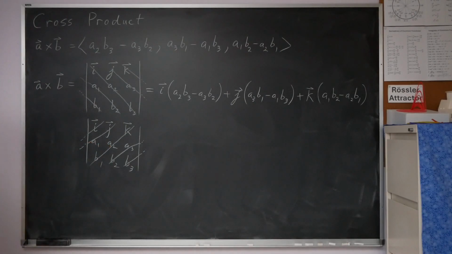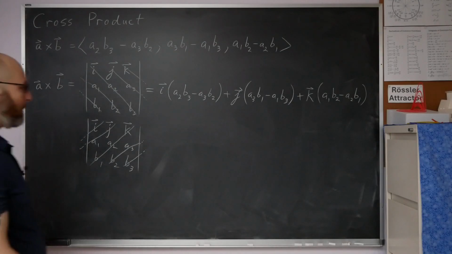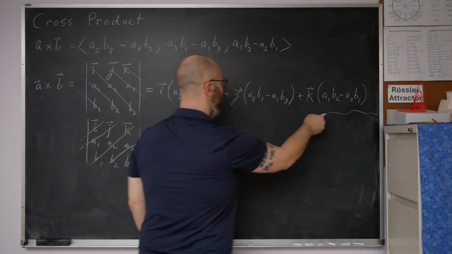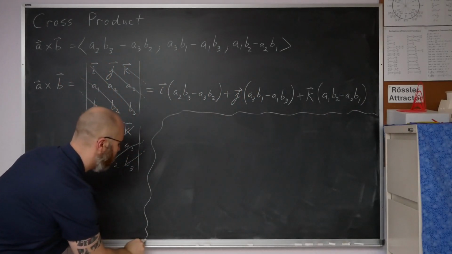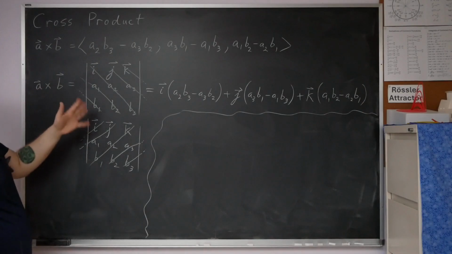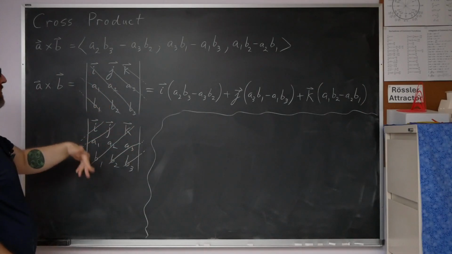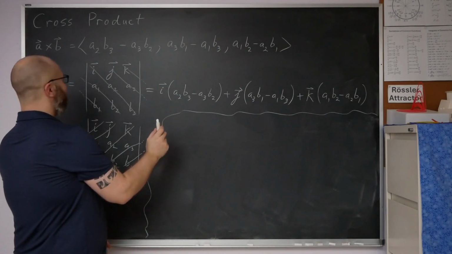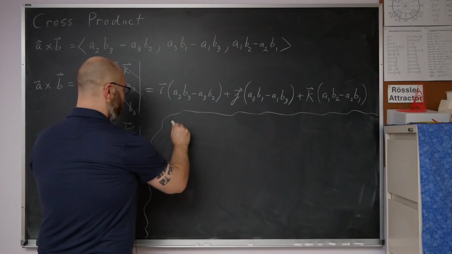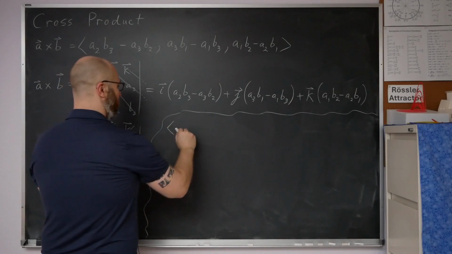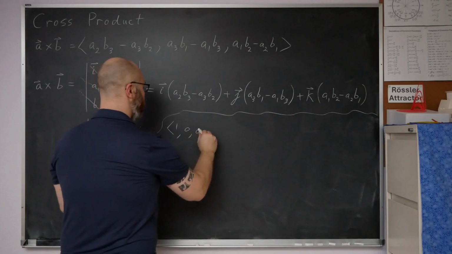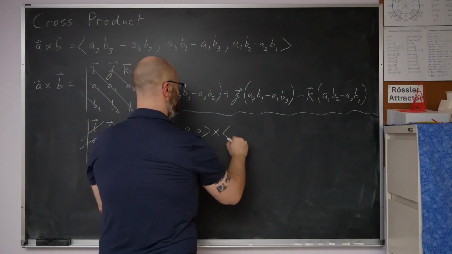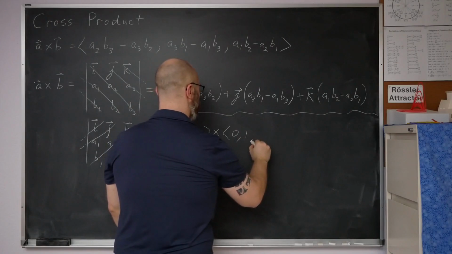All right. So with that, let's just do a couple examples first. All right, so first off, we got this nice pictorial way to remember it. It's related to determinants somehow, maybe. And so let's cross a couple things. So what if I cross 1, 0, 0, cross 0, 1, 0.